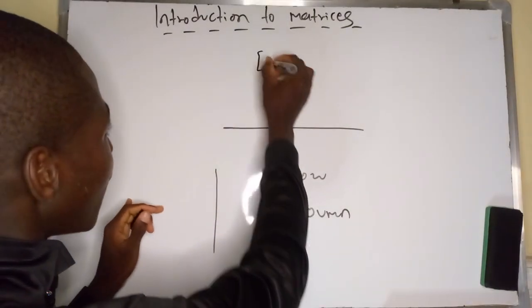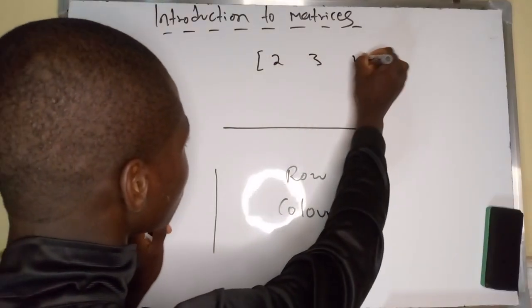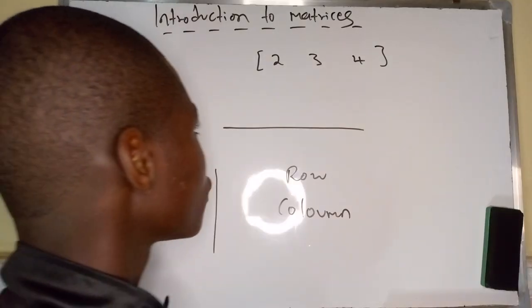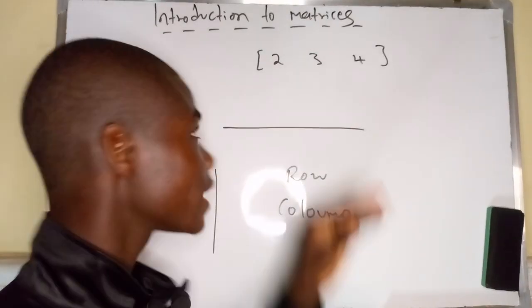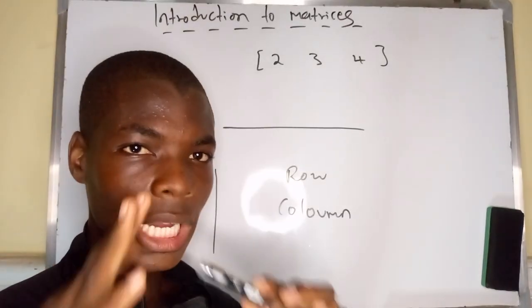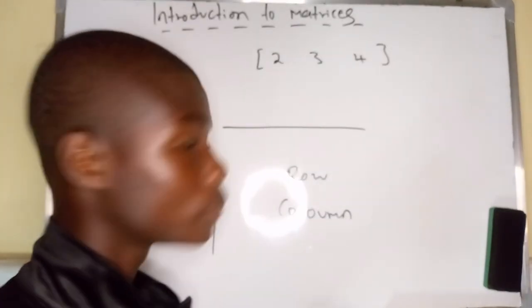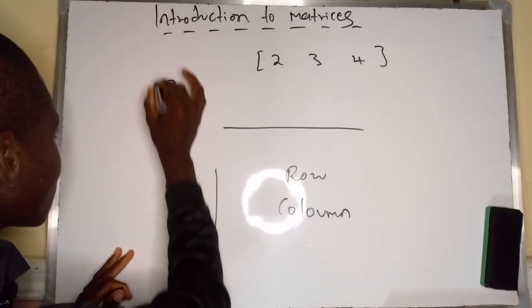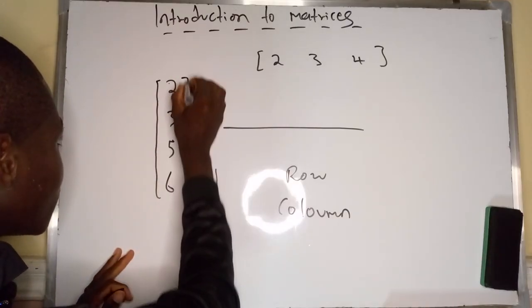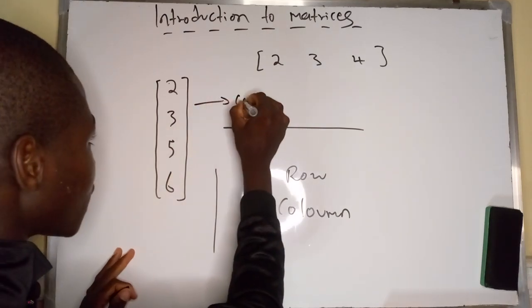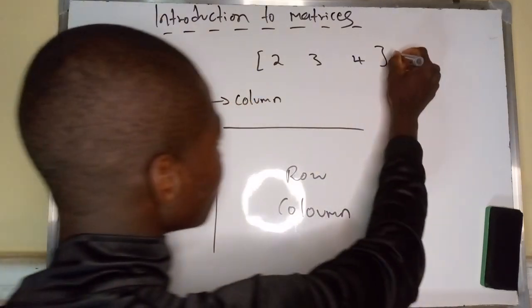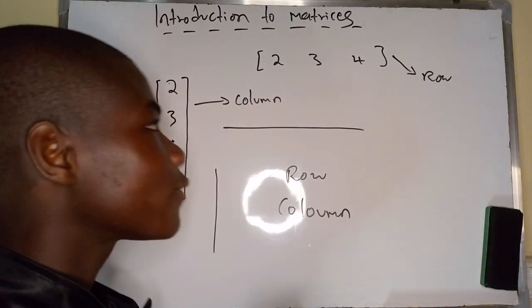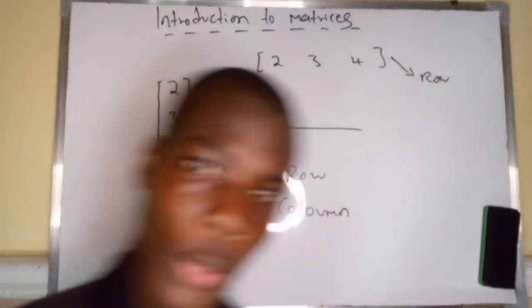Let's say I have 2, 3, 4 to infinity. Let me close my bracket here. This is what we call a row. So what is a column? Let's say I have 2, 3, 5, 6 going down. This is a column, and the other is a row.